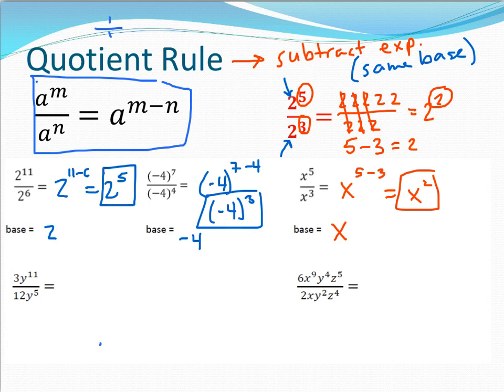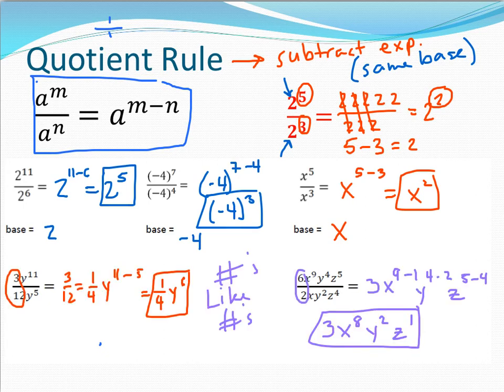Okay, I have 2 examples on the bottom. These are tougher ones. I want to give you guys a little challenge. I want you to pause the video right now, and I want you to see if you can answer these ones. Okay, 3y to the 11th over 12y to the 5th, and then we have a whole mess on that bottom right. Again, think base, base, base. Here we go. Give it a shot. Pause. All right, let's see what you got.